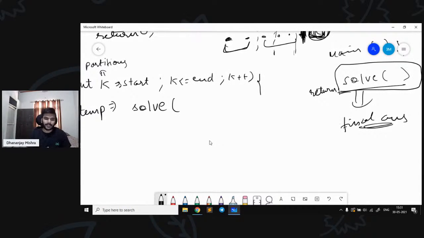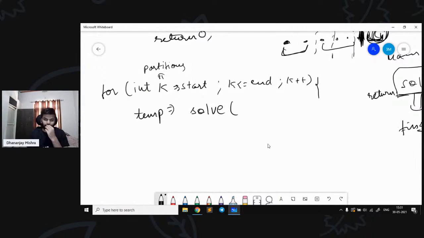Now keeping this in mind, we are sure that if I call this solve function for this left partition, it will give me the minimum answer for this left partition, right? So I will call my start, and as we discussed, in the left part our end will be reduced to k. Now for the right part, my start will be changed to k plus 1 and end will remain the same.